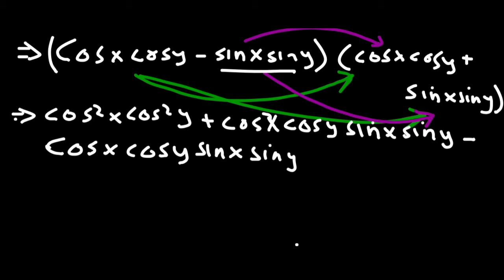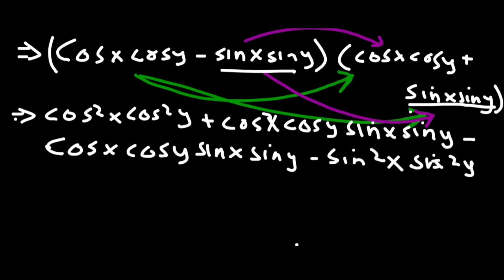And then negative sine x sine y times this. So this is the same as negative sine squared x sine squared y.